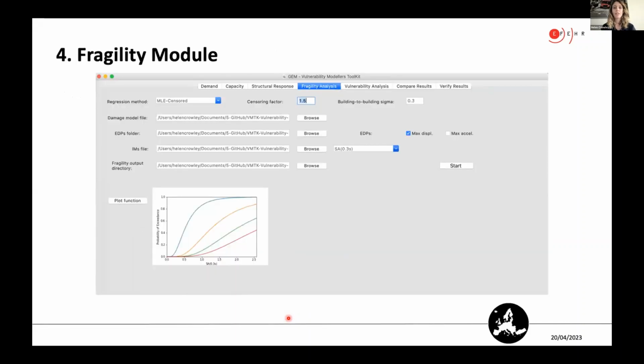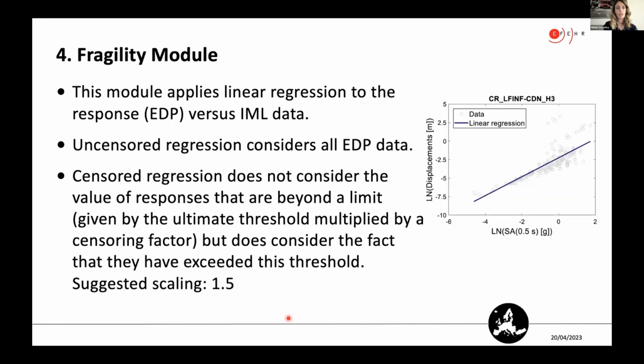The next step is the fragility analysis. This is where we apply those damage thresholds to the response data and calculate the probability of exceeding them. First, we need to do the linear regression of our cloud data. So we've run our dynamic analysis, we have a cloud of data points, and we now need to apply linear regression.